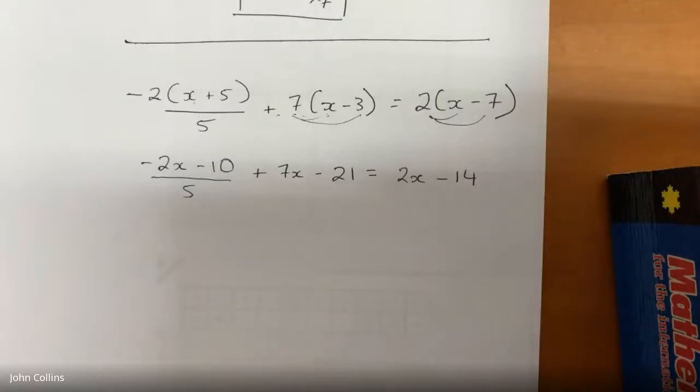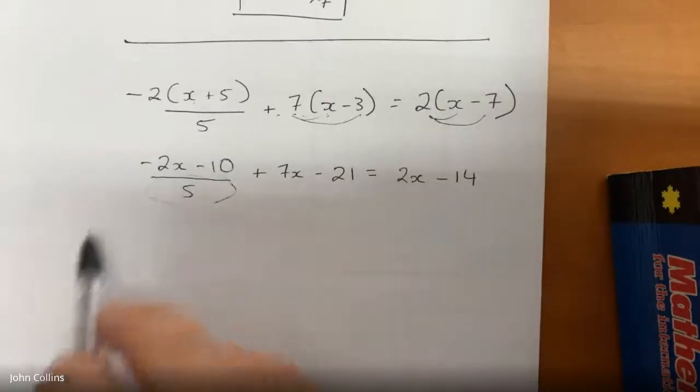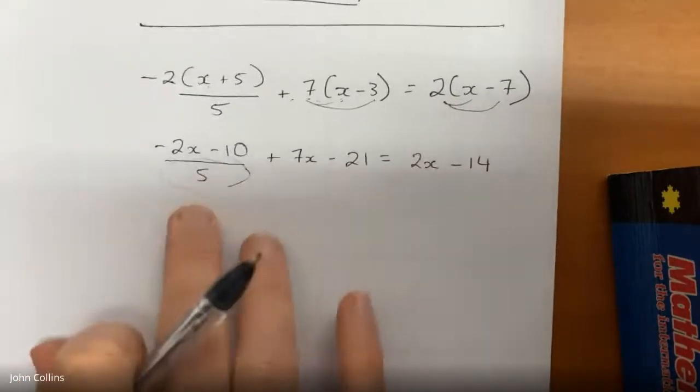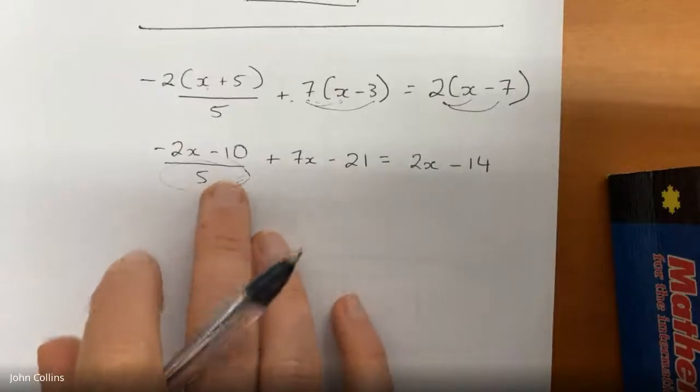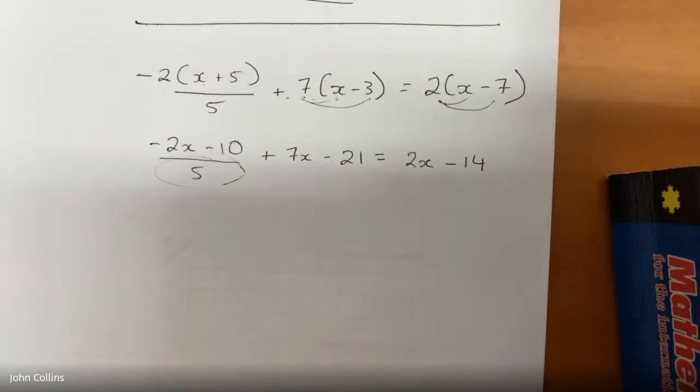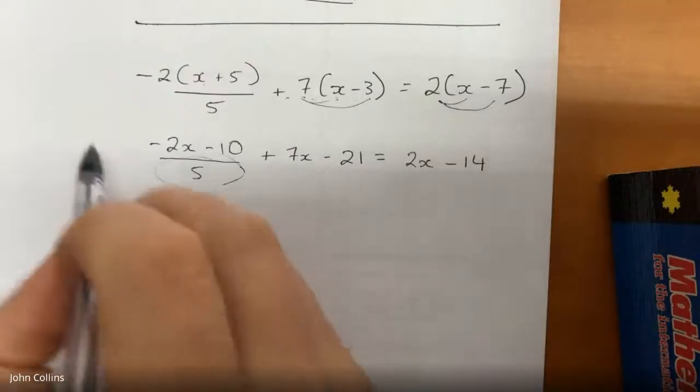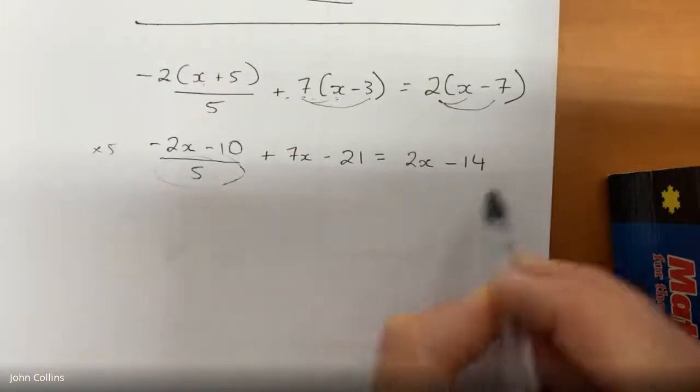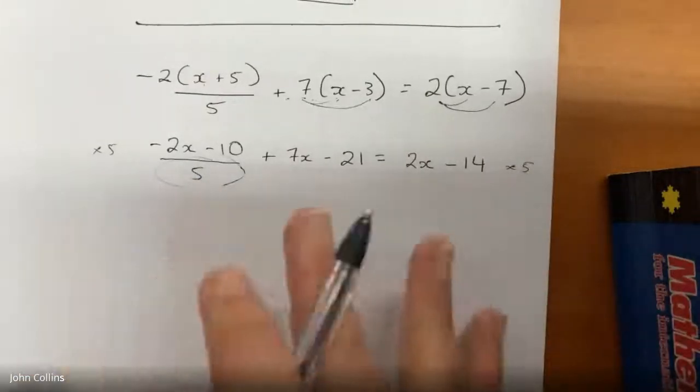It's still not great, because I have this division by 5. If that wasn't there, this would be a lot easier. So what I'm going to do is multiply both sides by 5 to get rid of that. So multiply this whole side by 5 and this whole side by 5. Remember, I balanced the equation.